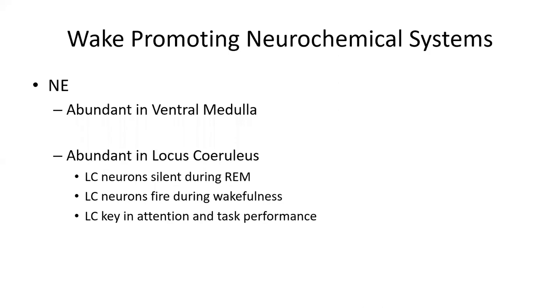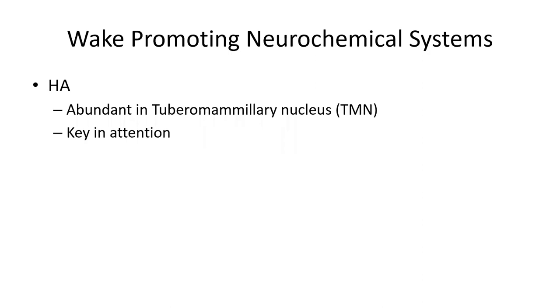So norepinephrine is very abundant in the ventral medulla, as well as the locus ceruleus. And these particular neurons fire during wakefulness and are key in keeping us on task and paying attention to things. Histamine is also key in attention and is abundant in the tuberomammillary nucleus.